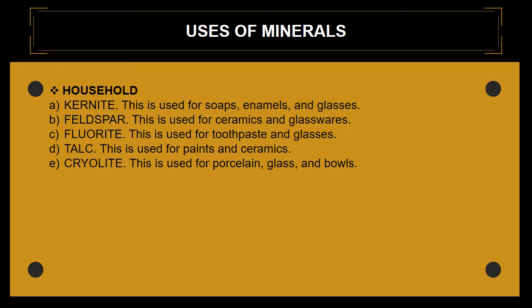Feldspar, this is used for ceramics and glasswares. Fluorite, this is used for toothpaste and glasses. Pulp, this is used for paints and ceramics. Kyrolite, this is used for porcelain, glass, and bowls.